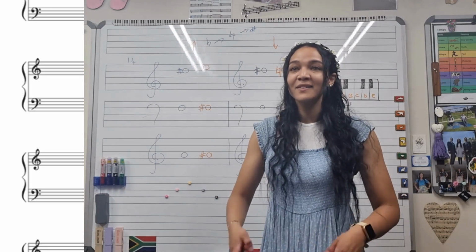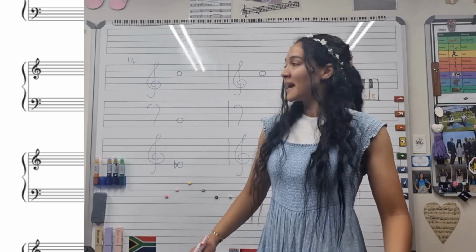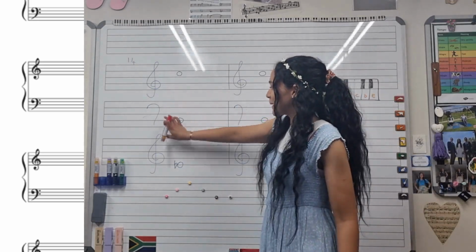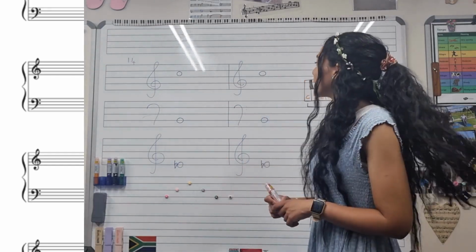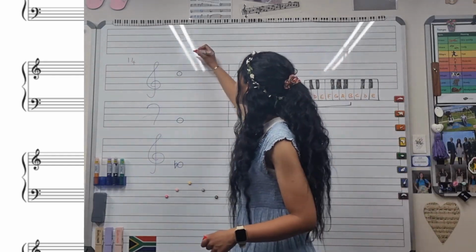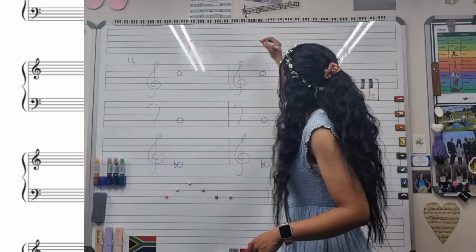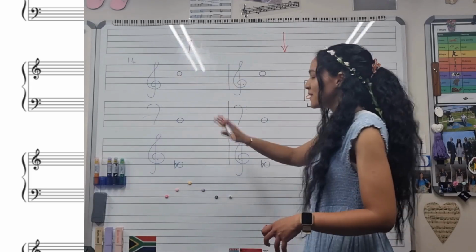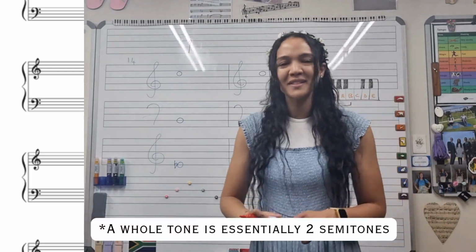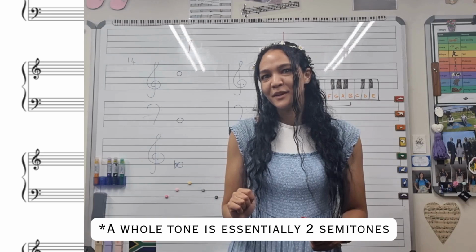Now let's take a look at whole tones. So here we have some new exercises, also in bass and treble clef. Now we are going to write a note that is a whole tone higher, and then a note that is a whole tone lower than the given note. Okay, so a whole tone is essentially two semitones.